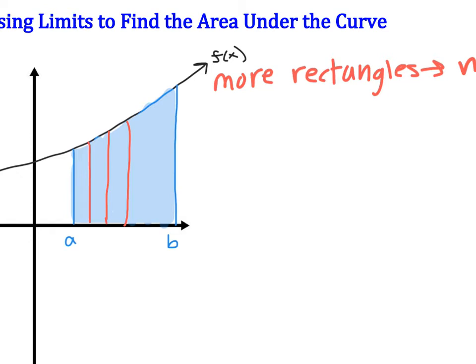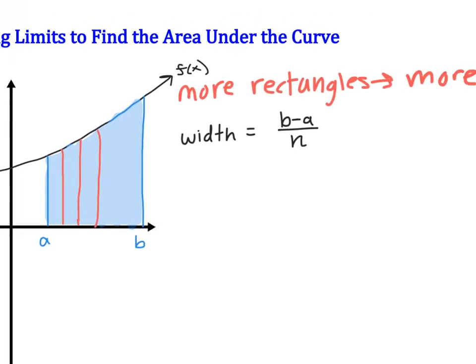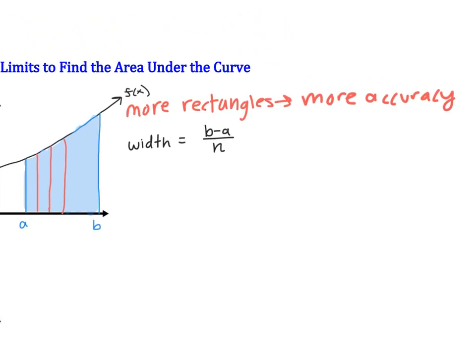So let's start by defining the width of each rectangle. Well, as we did with the other problems, the way you calculate the width is you find this distance. So we can say that that's b minus a, and then we divide it by how many rectangles we have. So I'm going to call n the number of rectangles.